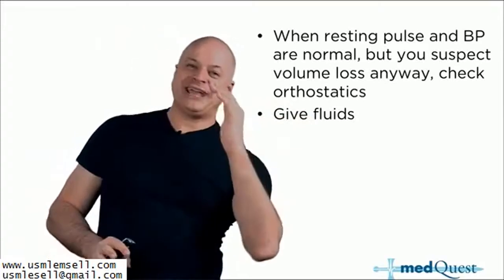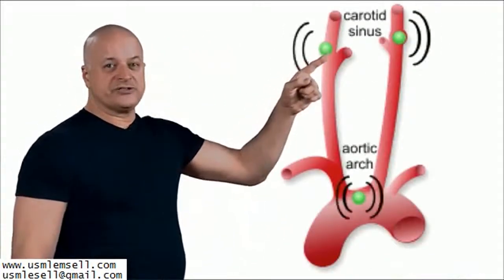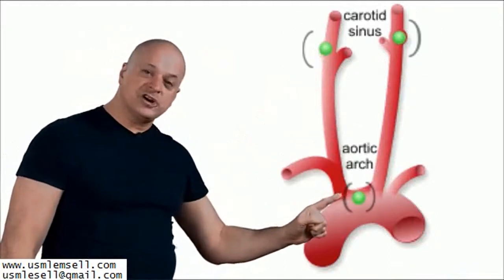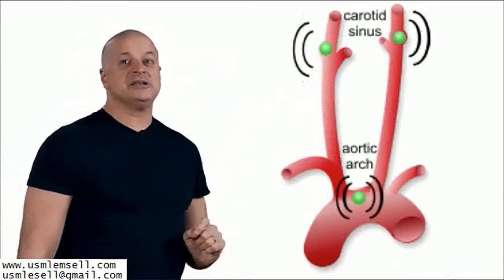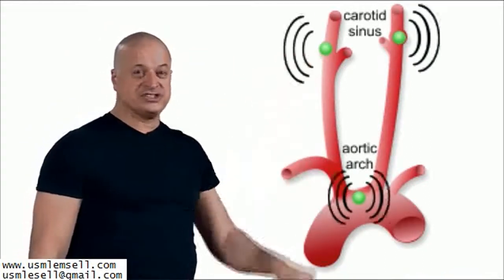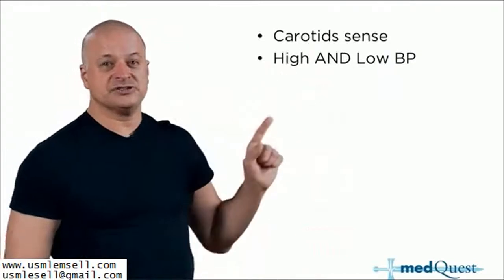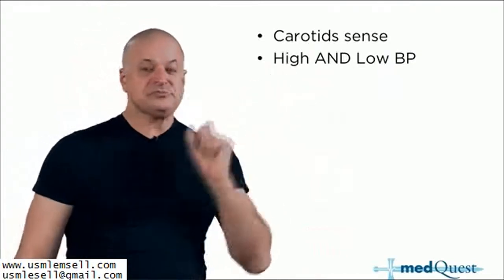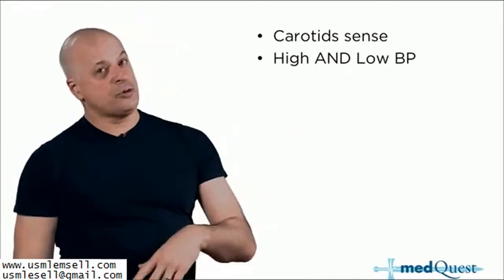but when you change position, your carotids, cranial nerve 9, or your aortic arch, cranial nerve 10, glossopharyngeal and vagus, carry signals up to the medulla. The carotid will sense blood pressure, too high blood pressure, too low blood pressure.